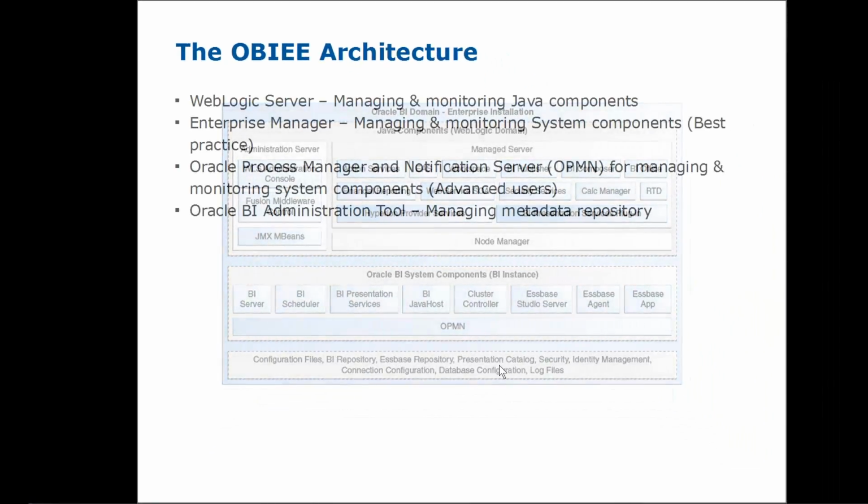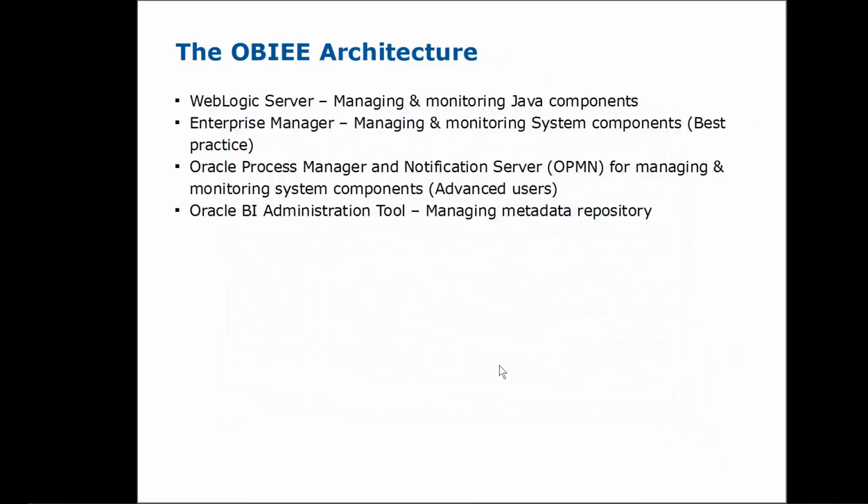The administration server includes the WebLogic server, which is for managing the Java components, and the enterprise manager for managing system components. We also have the OPMN tool, which is a command line tool for managing the system components, which is generally recommended for advanced users. Lastly, the BI administration tool is for managing the metadata repository.